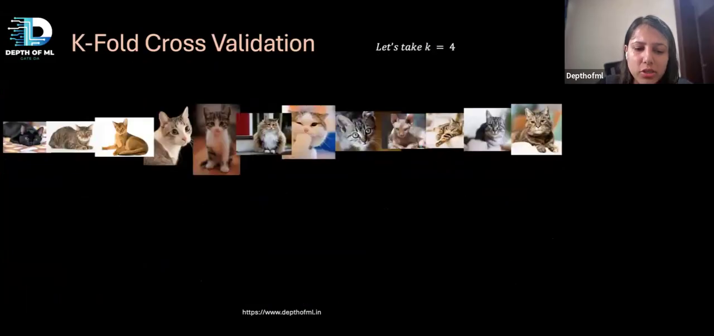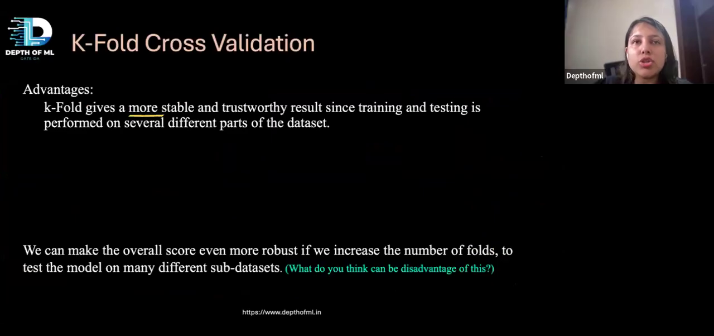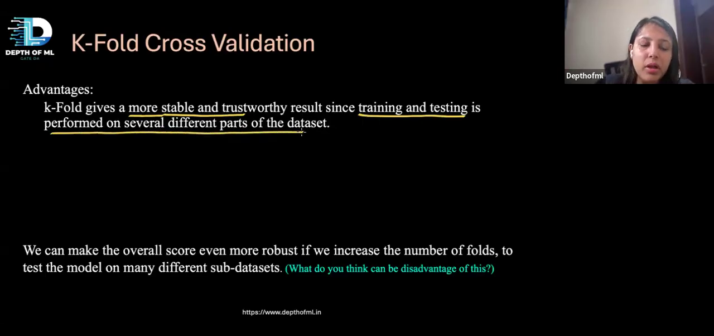So this is more stable than a holdout data set, because in that you're just evaluating one, so whatever performance you're getting is it. Here, because you're taking a mean, it's more stable and trustworthy. Because you're now using all your data for training and testing in some way, and your training and testing has happened on several different parts of the data set. Fine.